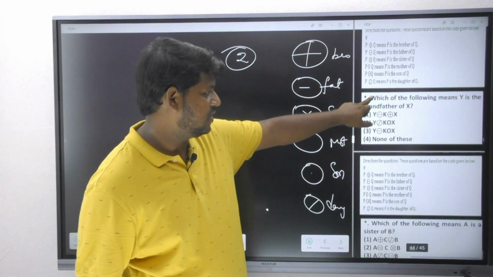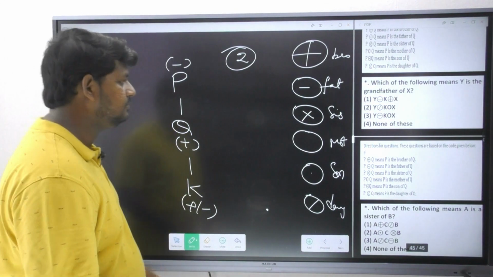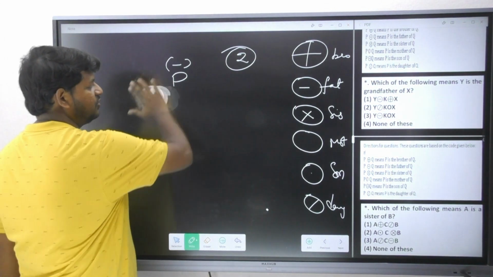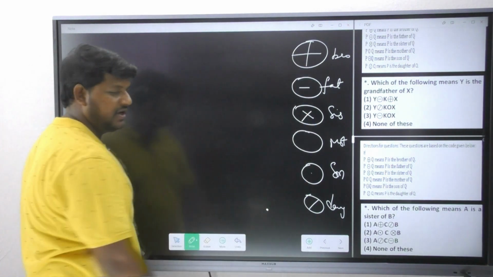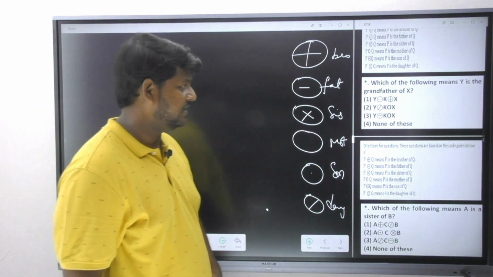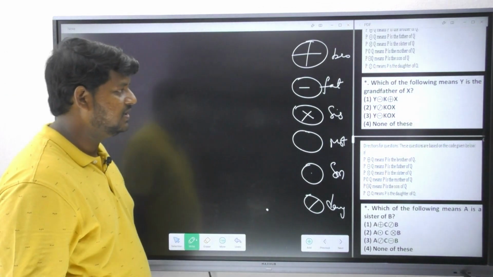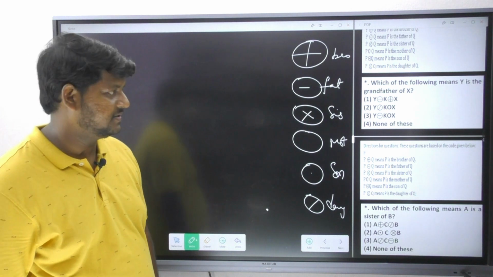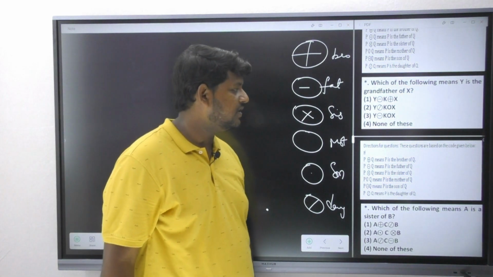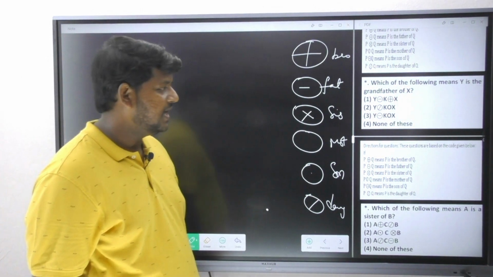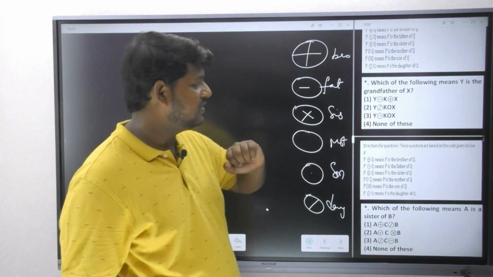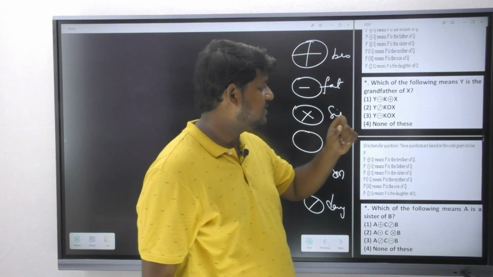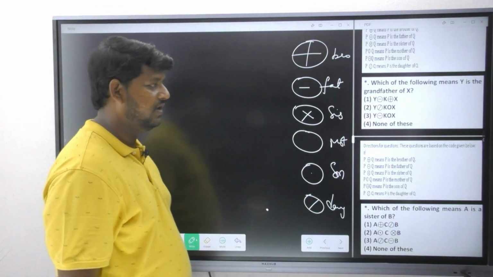Now let's move on to the next question, please. See, I'm trying to rub over here because if I go to the next page, I have to write it down again, which is definitely a time waste for you and for me as well. Right, which of the following means Y is the grandfather of X? Y became the grandfather of X. So let us go from the last point. None of this is also given. You have to be very careful.